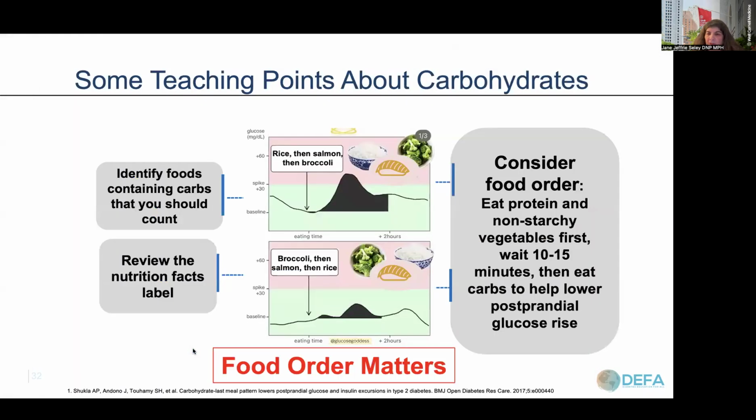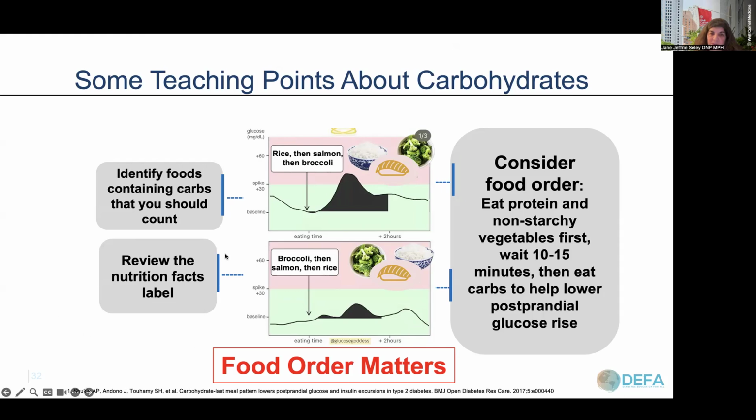So at Weill Cornell Medicine, where I work, we've done a lot of studies with food order. Asking the question, what would happen if you ate your carbohydrates last? Would that blunt the rise in glucose after the meal? And guess what? It works. So we've tried this in people with type 1 diabetes, people with type 2 diabetes taking insulin, not taking insulin, and now we're doing it with people with gestational diabetes. And it really does make a difference.